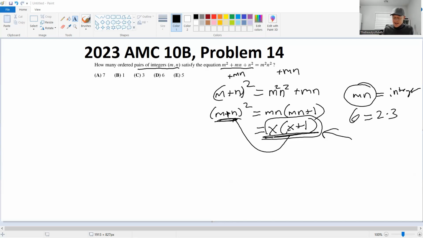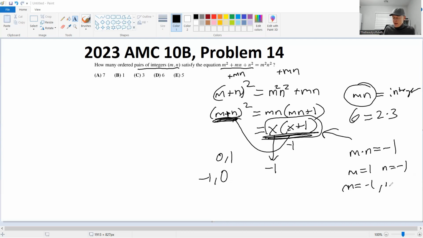And now what? Since it has to be consecutive integers, we might as well just say that the only 2 consecutive integers that work are going to be 0 and 1, or negative 1 and 0. So if you wanted x to take on the role of negative 1, and you put negative 1 there, you'll get the negative 1, 0. That would mean that m times n must equal negative 1, which of course would mean that m is equal to 1 and n equals negative 1, or m equals negative 1 and n equals 1. Those are your 2 options, okay?